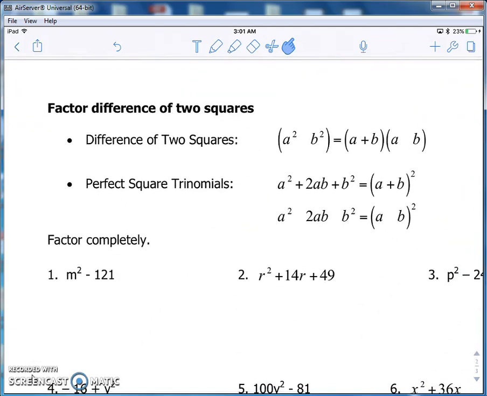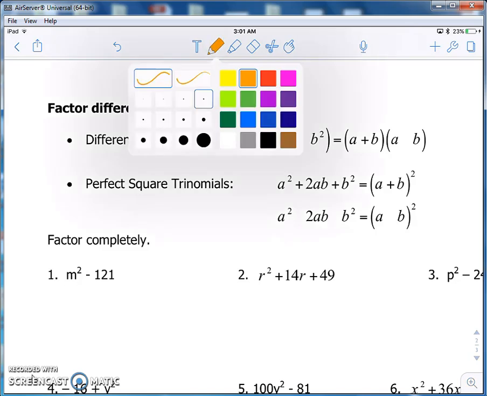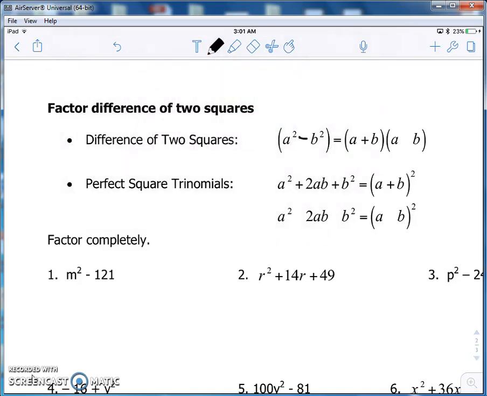Alright, here's a little review of what the difference of squares are. The subtractions didn't want to come through on this, so a squared minus b squared factors to a plus b, a minus b. And there's a little help with the perfect square trinomials as well.